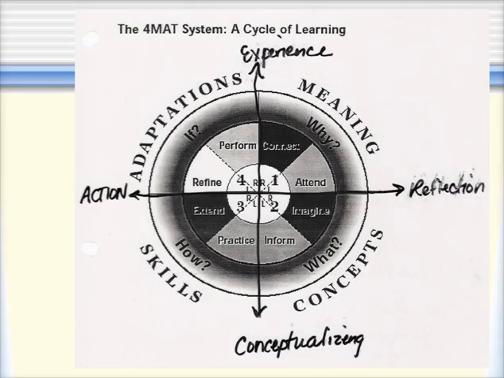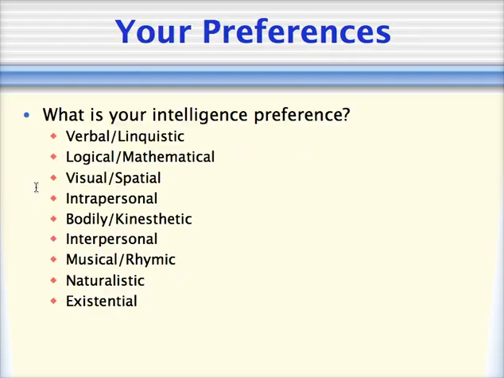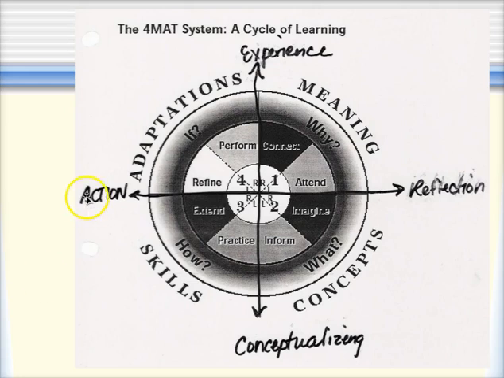So here's the cycle of learning as she has it in the format system. She says that learning happens on two different continuums. One is the people who prefer action over reflection, or reflection over action. There's a continuum there. And also the people who prefer concrete experience versus thinking about things, conceptualizing. And so within that, we get this wheel of information and ways of thinking.